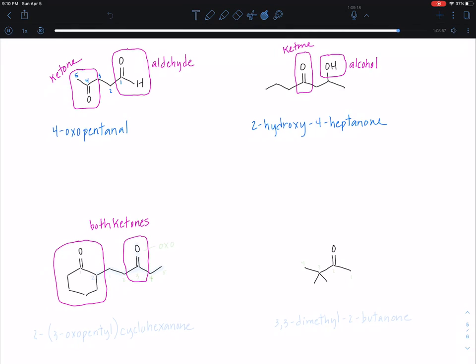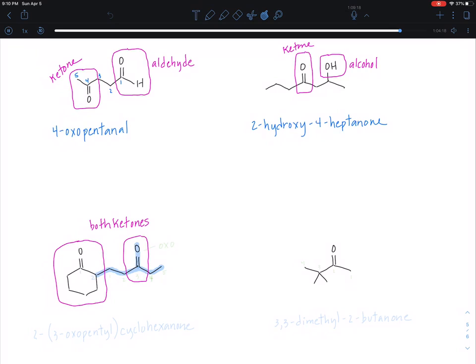But when we have cyclic compounds, right, we're going to name that as our parent. So this is going to be some kind of what? Cyclohexanone. So that means that this whole thing is a substituent, isn't it? So now we got to get creative with this.